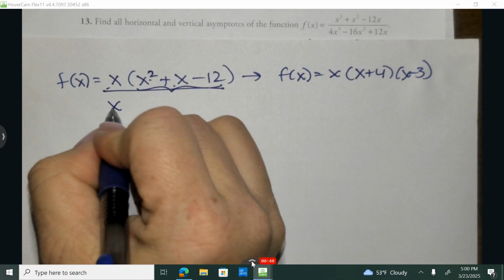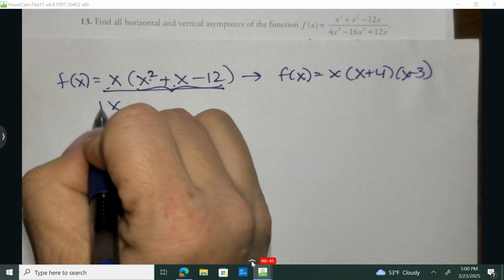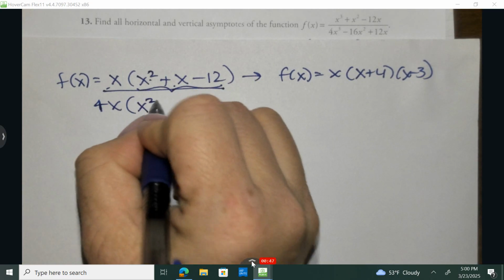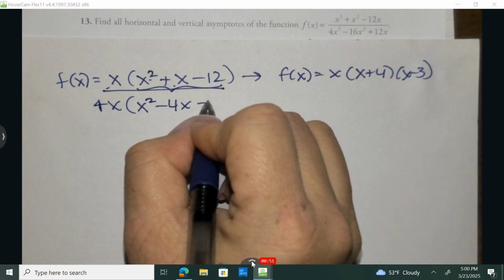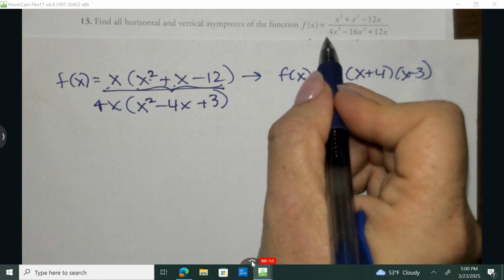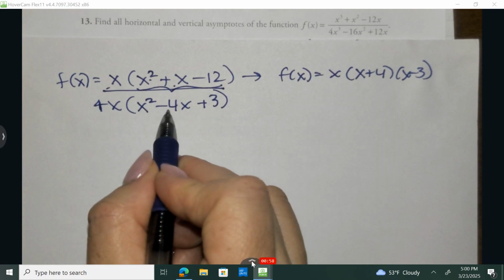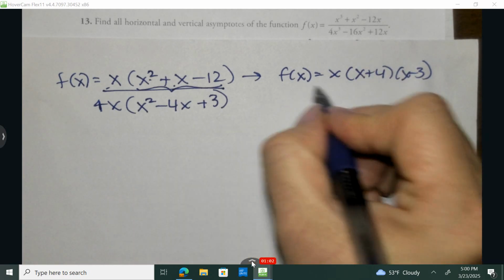Again, I can factor out an x. And what else can I factor out? I can also factor out a 4. And I'd be left with x squared minus 4x, and I need to get a positive, so let's try a positive 3. Now I need to make sure I did this right. This is 4x to the third, correct? This is negative 16x squared, correct? And positive 12x. Okay, that's looking good.